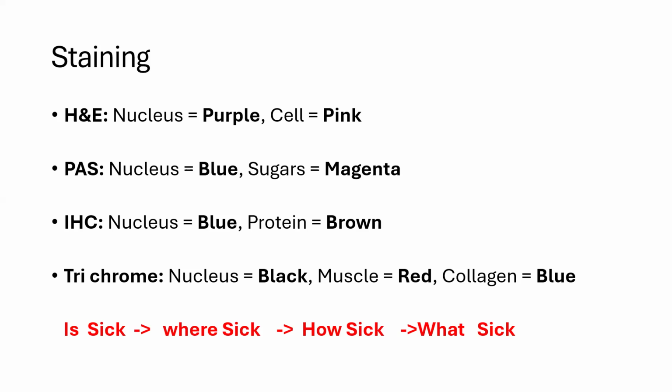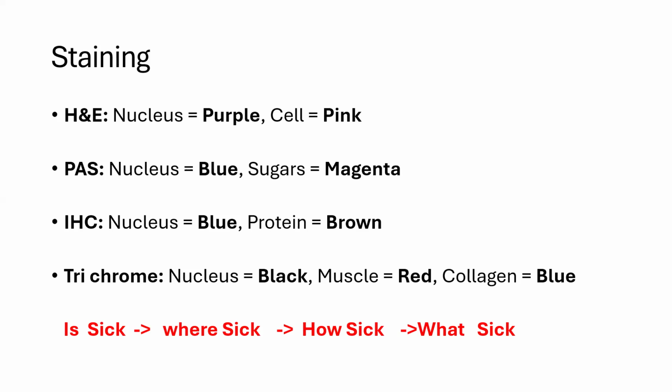So different types of data mean different stains. For H&E, the nucleus should be stained purple and the cell pink. For PAS, the nucleus should be blue and sugar should be magenta. For immunohistochemistry data, the nucleus should be blue and protein should be brown. And for trichrome, the nucleus should be black, muscle should be red, and collagen should be blue.